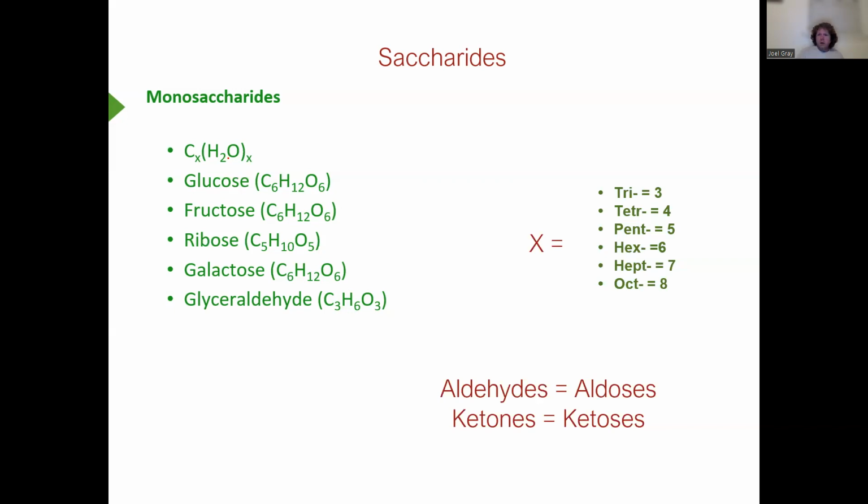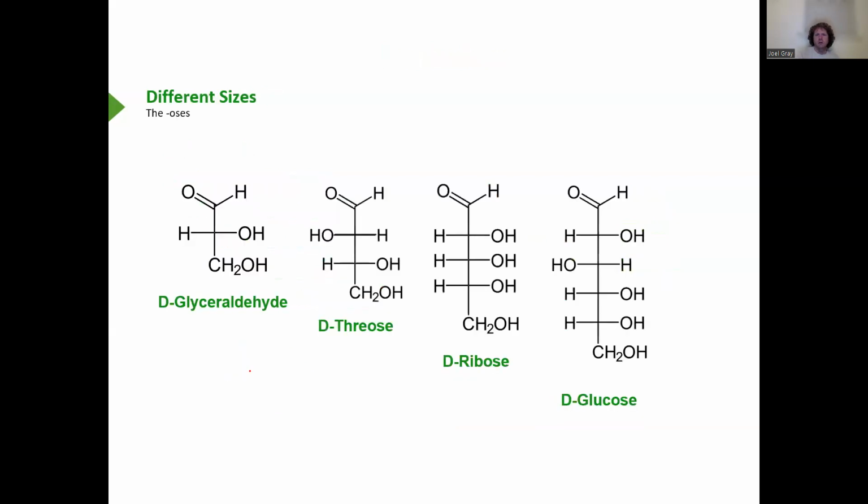Aldehydes are one functional group, and ketones are another functional group that are key to the structures of sugars. Aldoses and ketoses are how those sugars are classified. So if you think about terminology associated with a sugar, you could have an aldotetrose. That name shows that -ose means it's a sugar, tetra means that it's four carbons, and aldo means that there's an aldehyde functional group.